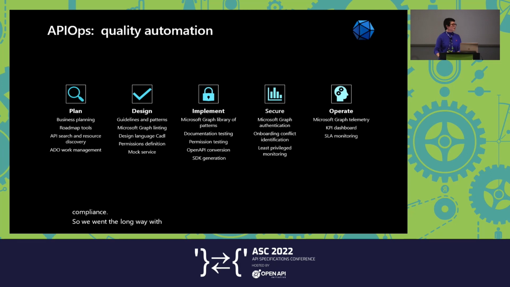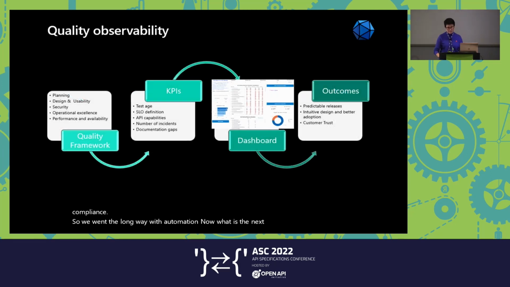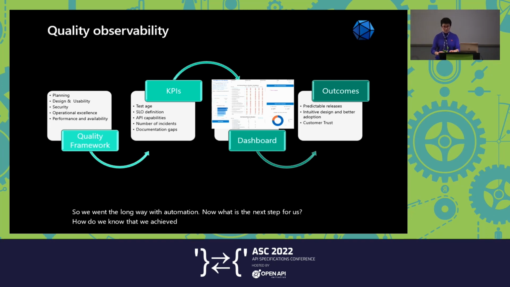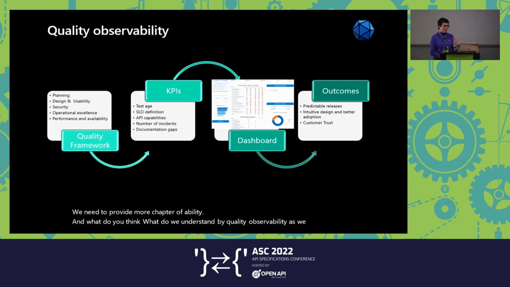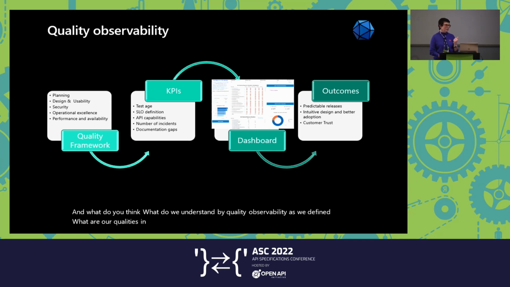Now what is the next step for us? How do we know that we achieved success? If we achieved success, we need to provide quality observability. And what do we understand by quality observability? As we defined what our qualities are, right now it's 6 quality attributes: planning, design, security, operational excellence, performance, and availability.